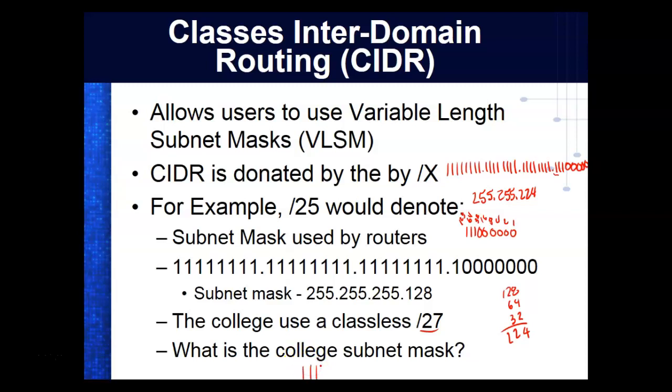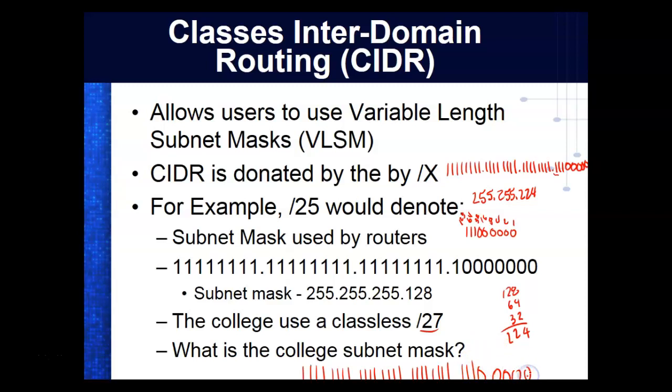1, 2, 3, 4. I tried to write it up there, but I've got a little room down here. 1, 2, 3, 4. And it's easy to put the dots. 1, 2, 3, 4. So that would be 255, 255, 255, and then 1, 2, 3, 0, 0, 0, 0, 0.